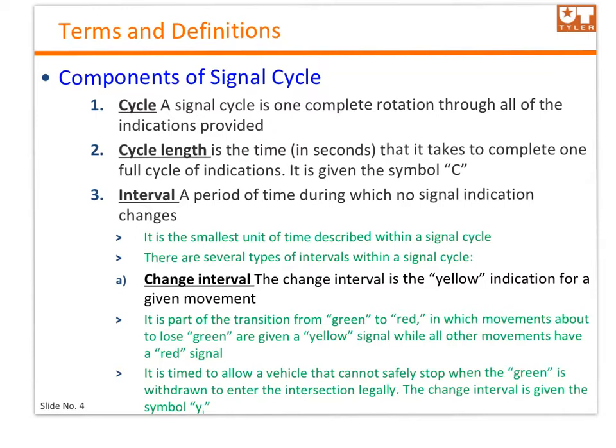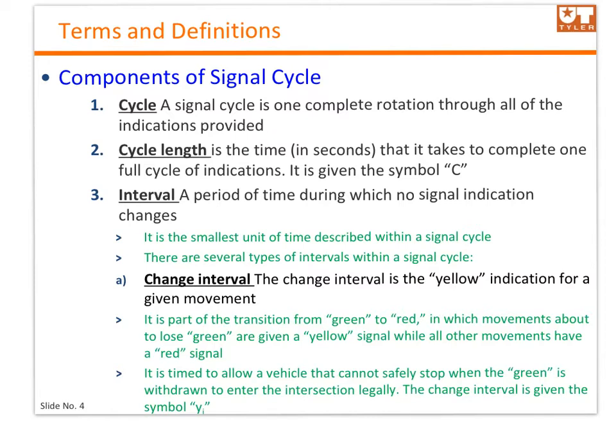Every cycle has intervals. So what do I mean by interval? An interval is the period of time during which no signal indication is changing. So an interval is considered to be the smallest unit of time described within a signal cycle, and there are several types of intervals within that cycle.